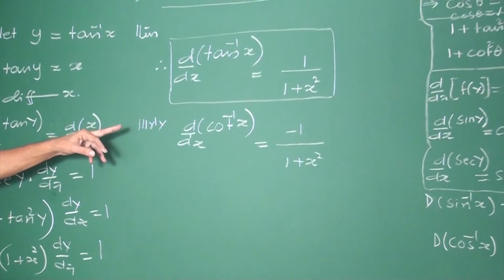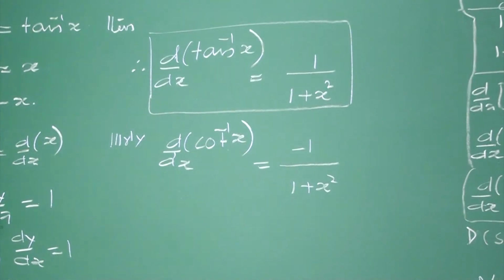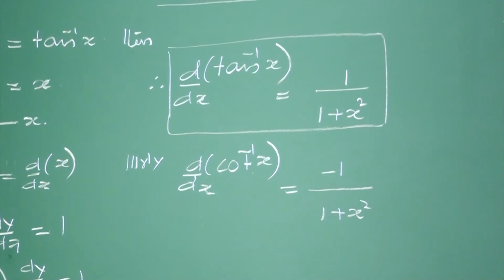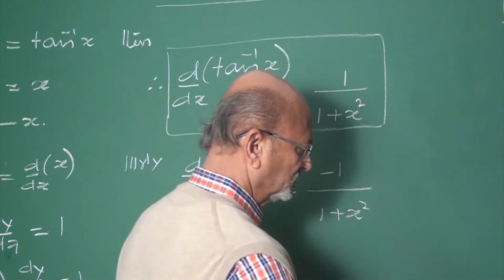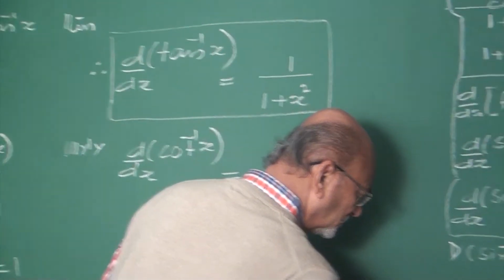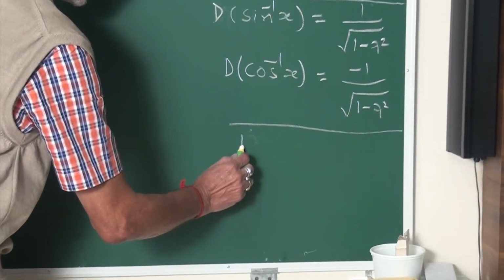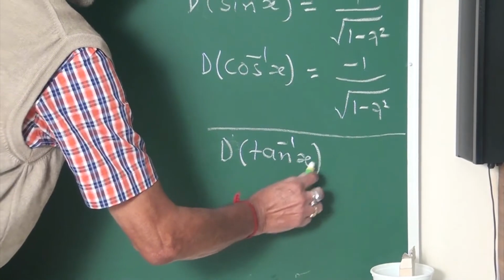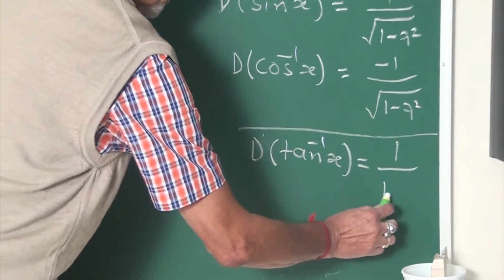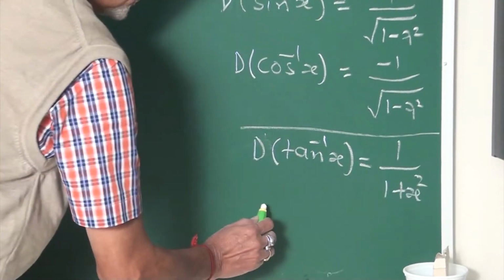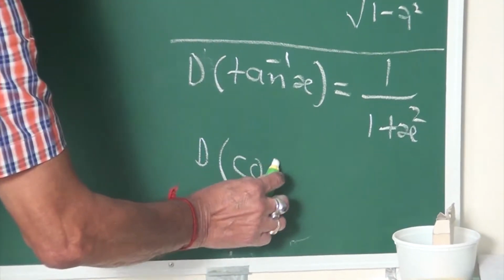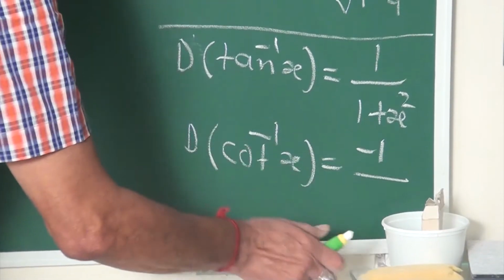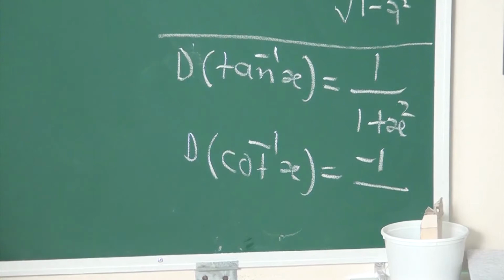Similarly, the derivative of cot inverse x is minus 1 upon 1 plus x square, because of C. This is the derivative of tan inverse x, which is 1 upon 1 plus x square, and the derivative of cot inverse x is minus 1 upon 1 plus x square.